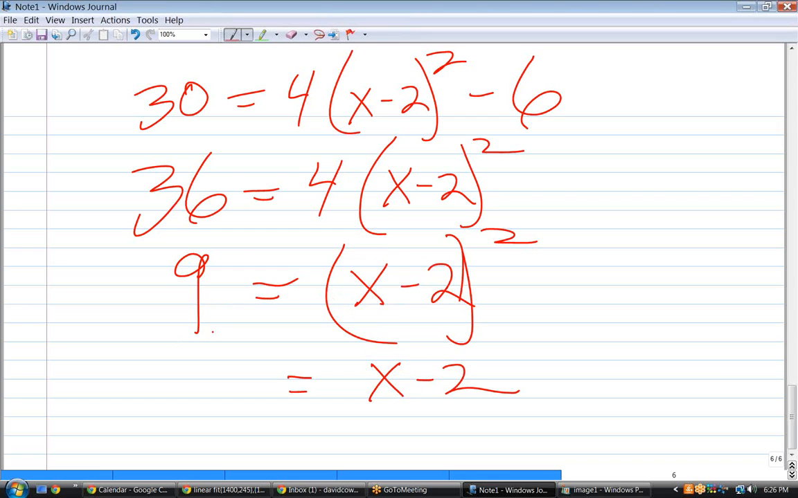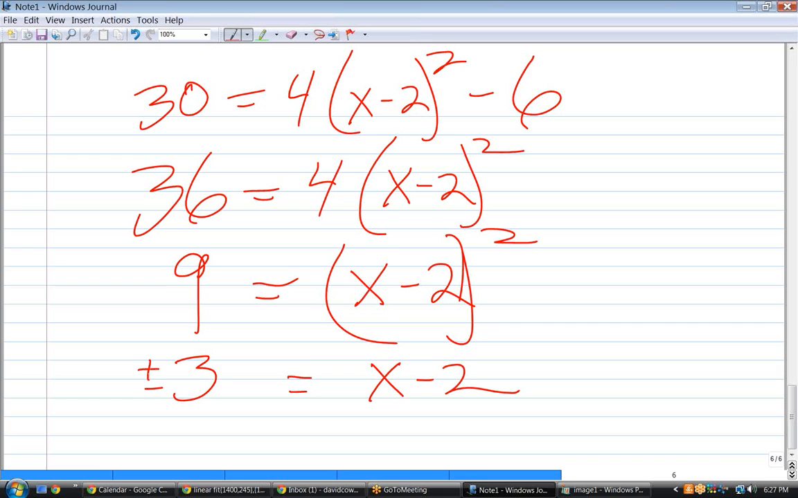Now, the problem with this method is that most people make a mistake when they take the square root of 9. What's the square root of 9? 3. It's plus or minus 3. Notice why. Minus 3 times minus 3 is 9. So is plus 3 times plus 3. That's also 9. So both of these are 9 when you square it. That's why you always have to have the plus or minus.